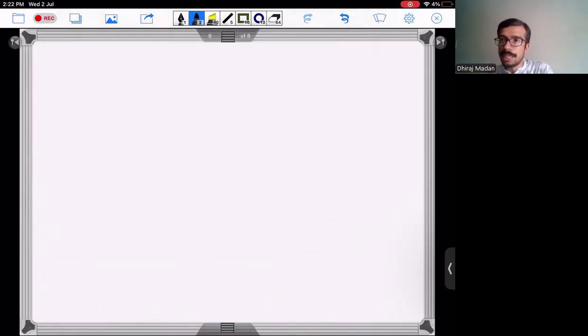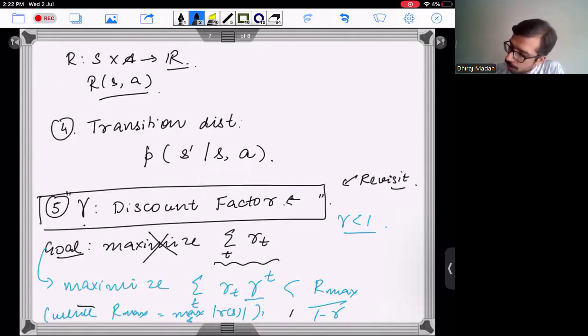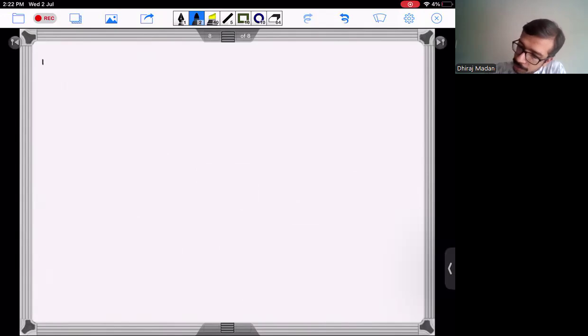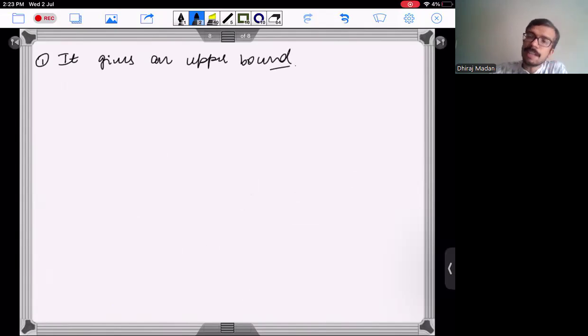So there is another reason to introduce it. One was this more mathematical reason, which was that you would want this sum to be bounded, since it gives an upper bound on the sum. That is the reason why we introduce the discount factor. The second reason, which is more from the economics perspective, is that if you get a dollar today versus a dollar tomorrow, you'll prefer a dollar today, because tomorrow the value would have decreased.